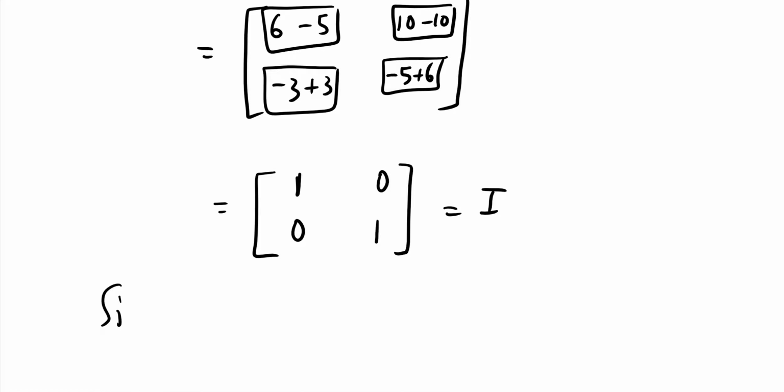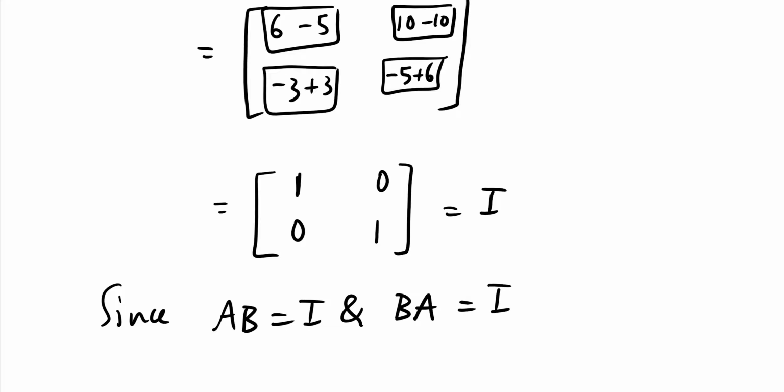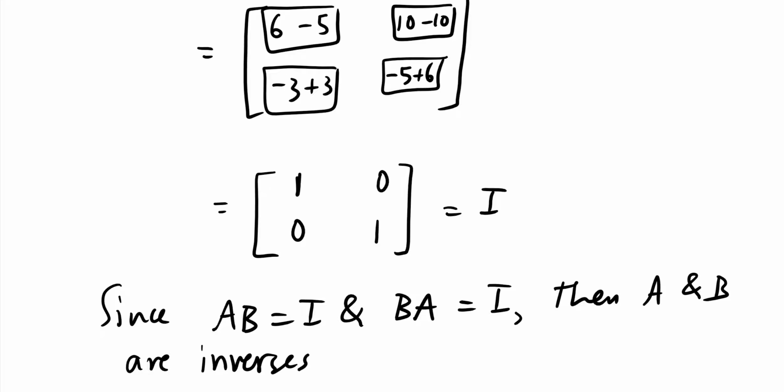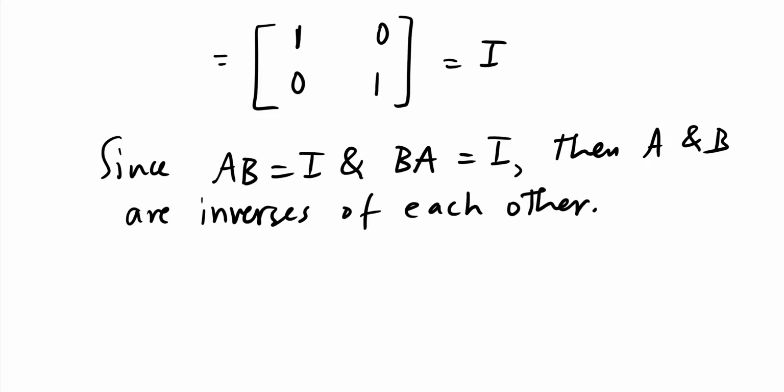We can draw a conclusion here: A times B gives I, and B times A also gives I, so A and B are inverses of each other. You can say A is the inverse of B, or B is the inverse of A.